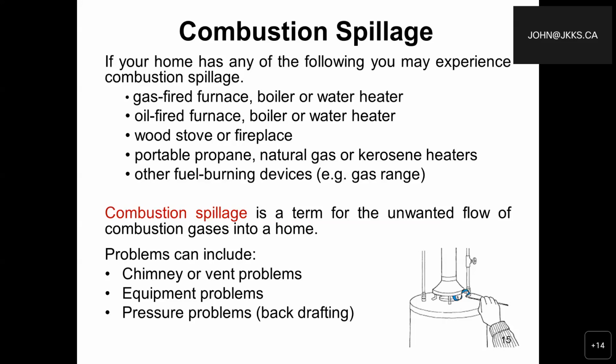ensure proper venting. If we take a look at it, combustion spillage is a term for unwanted flow of combustion gases coming back into a home. Often we refer to this as backdrafting. So problems can include chimney or vent problems, equipment problems, or pressure problems. Pressure problems is when we have, for example, high winds and the flue gases are trying to rise naturally up through this flue pipe. Again, remember, when we heat something like water or the furnace, we want those flue gases to go up that, we'll call it chimney or vent pipe.